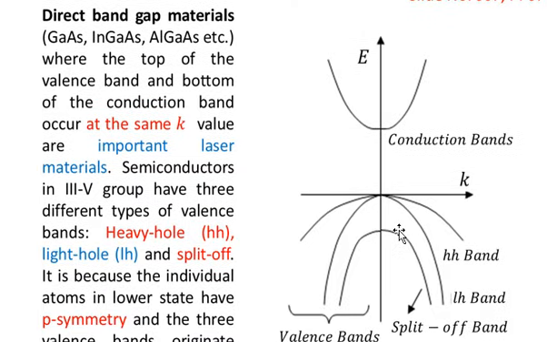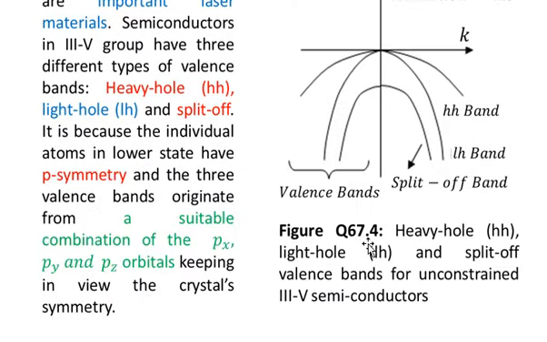For example, over here, what is the caption? Heavy hole represented by HH, light hole represented by LH, and split-off valence bands for unconstrained III-V semiconductors. For semiconductors lying in group 3 to group 5, we may have valence bands in the form of heavy hole, light hole, and split-off valence bands.